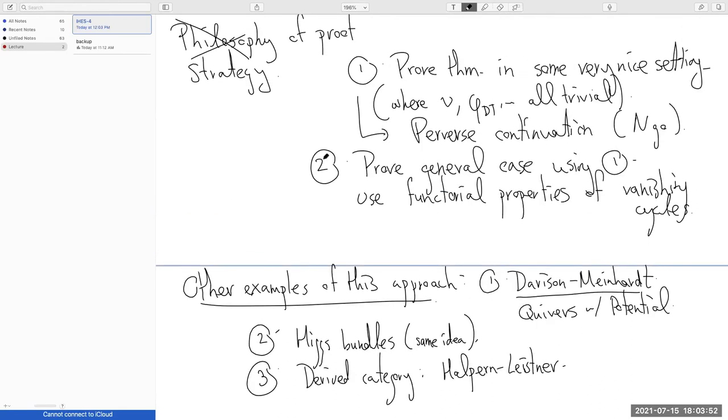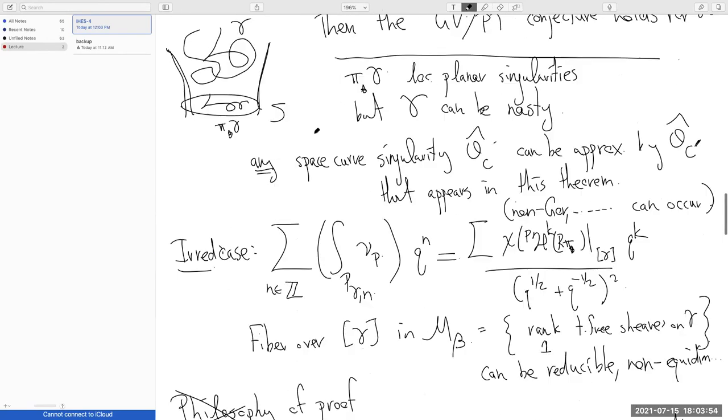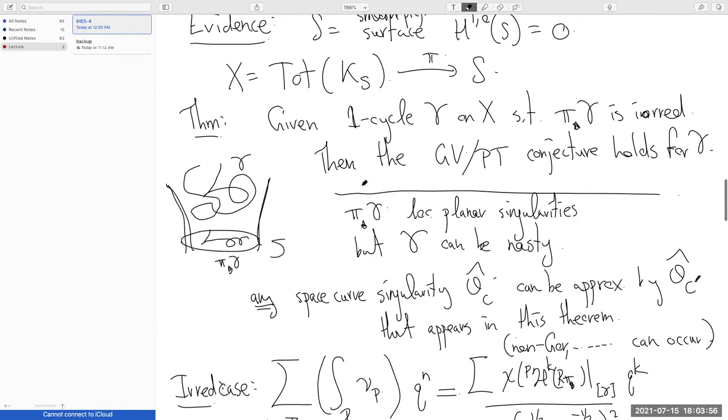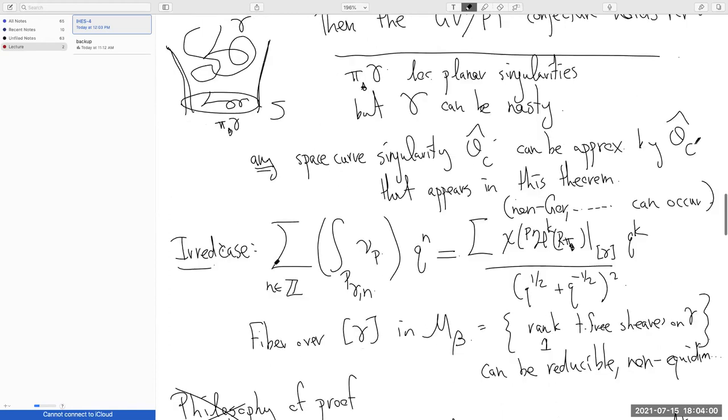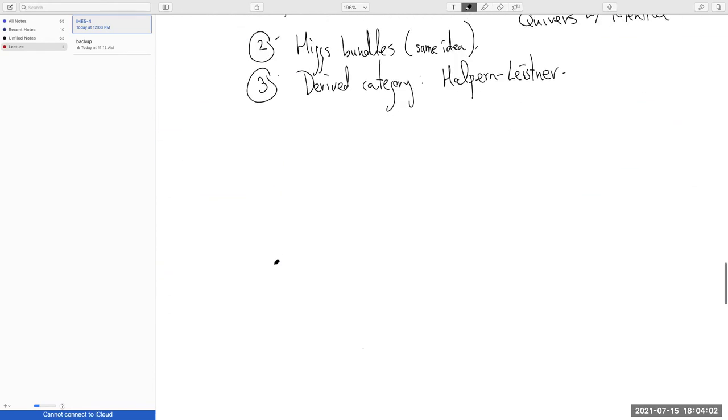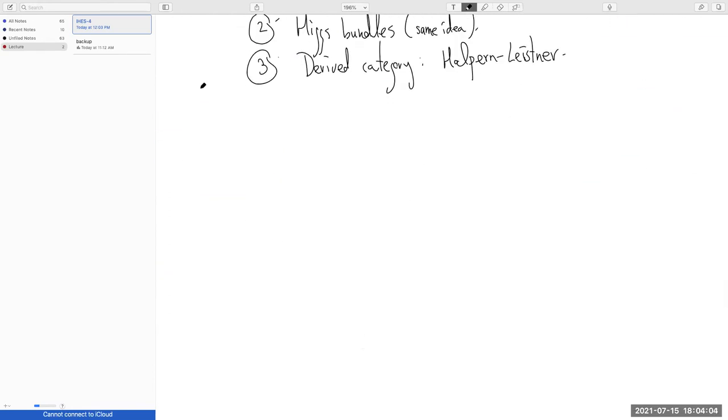So let's see how to use this strategy in the case at hand. Again, remember the theorem that I want to explain the proof of is this one here, about irreducible one cycles on these local surfaces. And so what are the two steps? The first step is to find a really nice situation where there's no virtual structure going on, where you can prove the theorem.